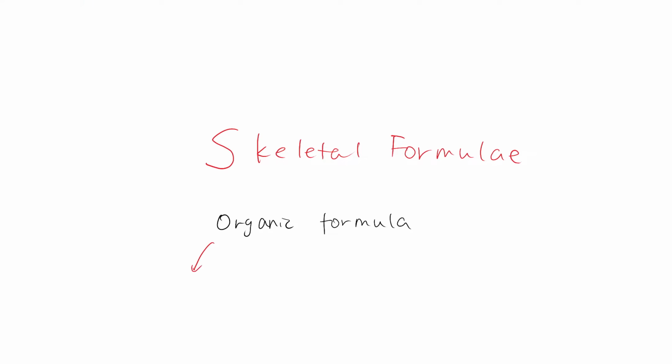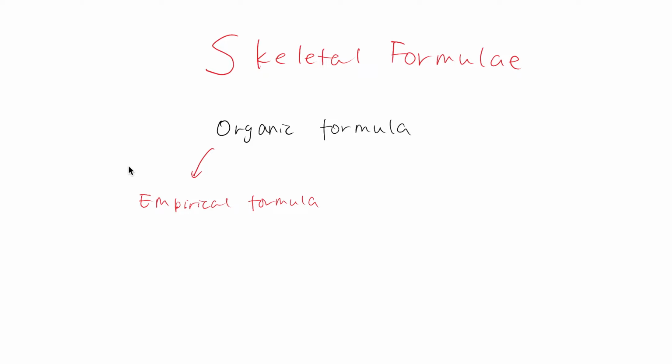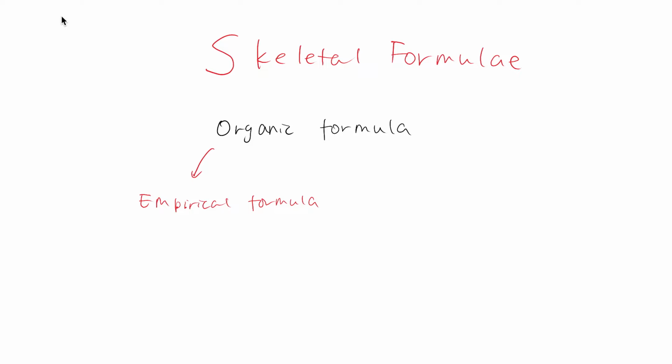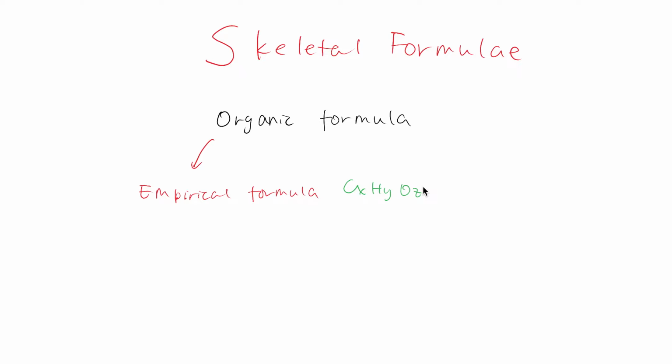So organic formula, the first thing we usually get is the empirical formula. Empirical formula tells you the simplest ratio of each hydrocarbon. So it's usually CxHyOz. Sometimes there might be nitrogen or halogens, but in the majority of cases it's just hydrocarbon with some oxygens. So it gives you the simplest ratio of atoms.